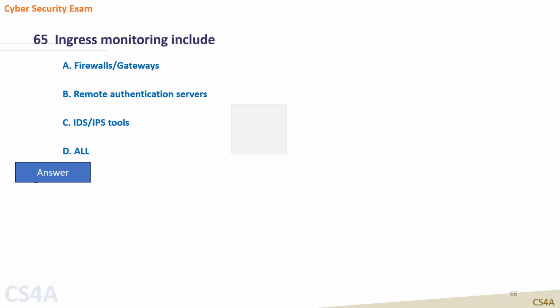So here the question is, ingress monitoring tools include firewalls, gateways, a remote authentication server, intrusion detection system or intrusion prevention system tools, or all. So what is ingress? Ingress is network traffic coming from the outside internet to the private network. Firewall and gateway filter the external traffic. A remote authentication server also controls external traffic, and IDS/IPS tools also do. So the answer is A. Sorry, the answer is D, all.